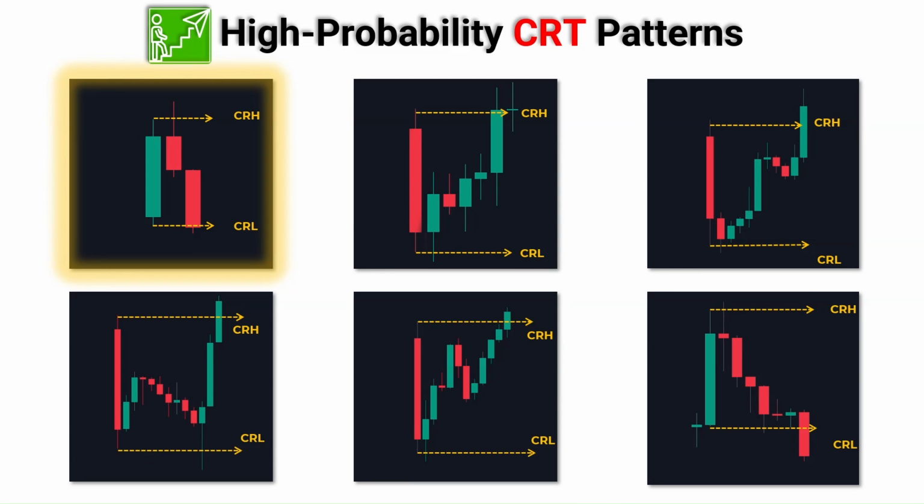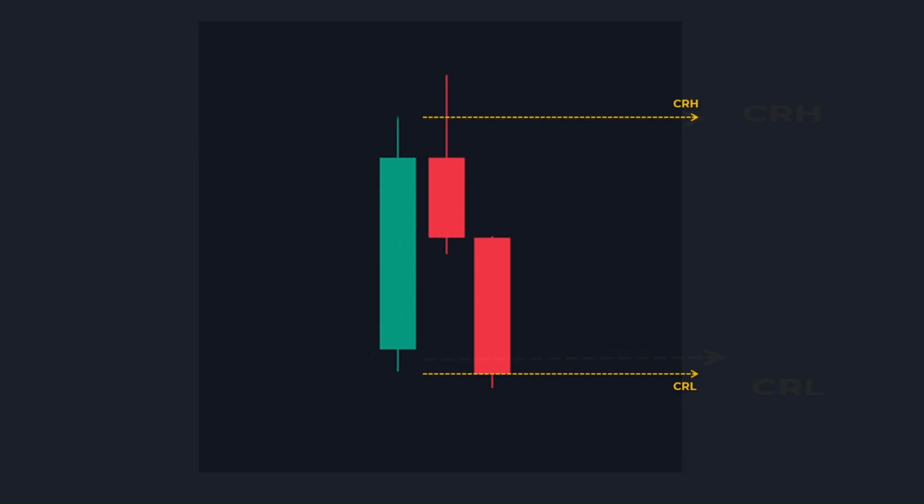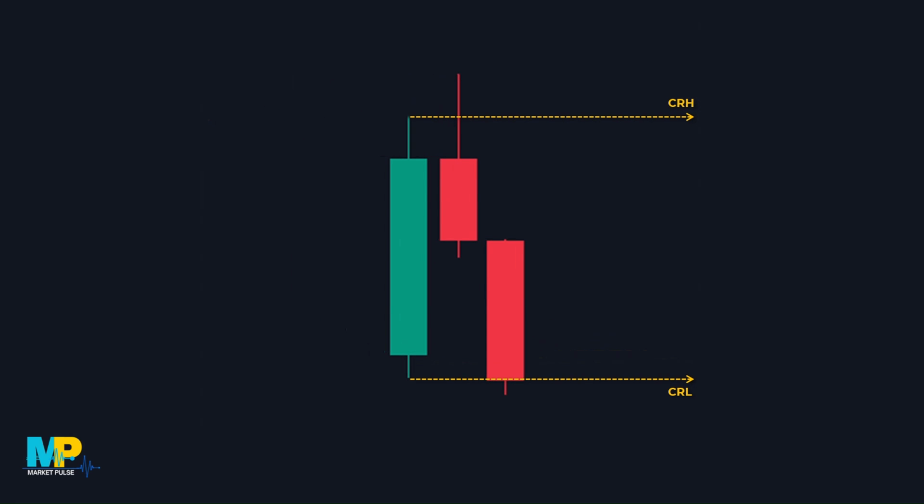The first scenario highlights the critical CRT model, which has a high probability of success. This is because it incorporates the accumulation, manipulation, and distribution phases within a three-candle sequence, leveraging the power of three. All this process starts with the accumulation phase. But what is exactly accumulating?